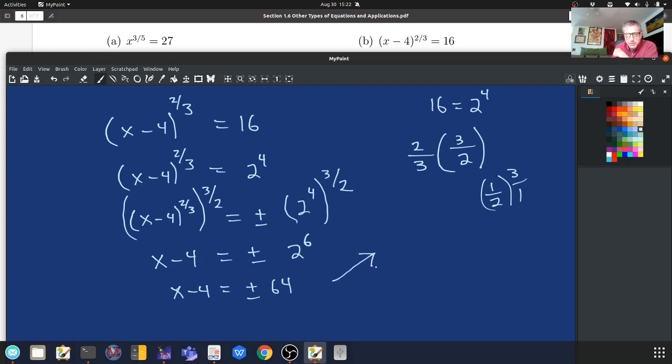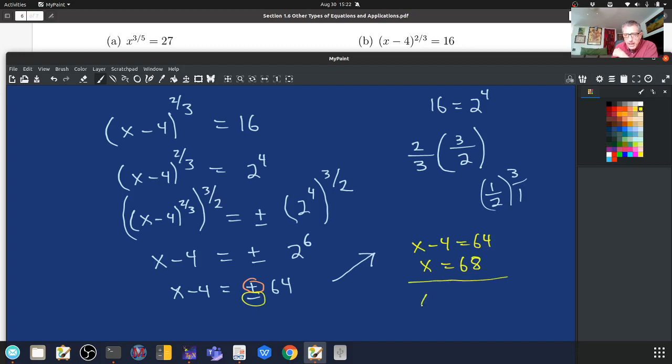That gives me two solutions. Let's take the top one first. x minus 4 is equal to 64, which gives me x is equal to 64 plus 4, which gives me 68. Now let's take the bottom one. x minus 4 is equal to minus 64. So that gives me x is equal to minus 64 plus 4, which is minus 60. So my solution set is minus 60 and 68.